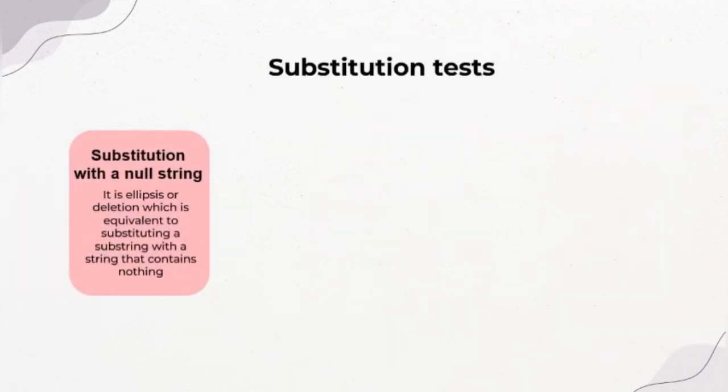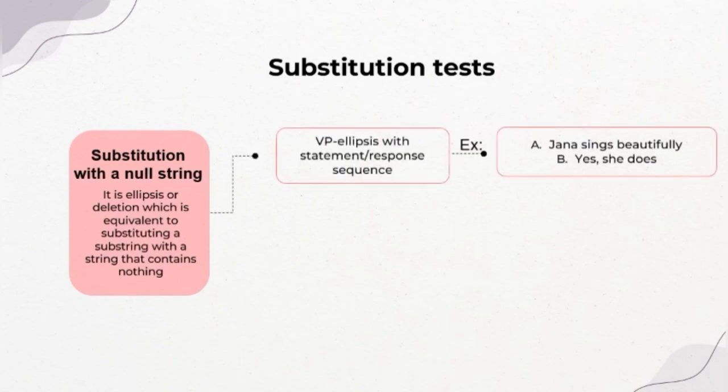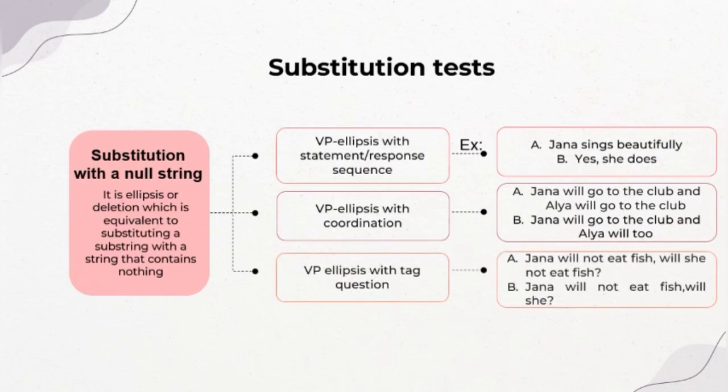It is the ellipsis or deletion, which is equivalent to substituting a substring with a null string, which is a string that contains nothing. We have 3 types of substitution with a null string. First one is verb phrase ellipsis with a statement response sequence. For example, Jana sings beautifully. Yes, she does. Second is verb phrase ellipsis with coordination. For example, Jana will go to the club and Alia will go to the club too. It will be Jana will go to the club and Alia will too.